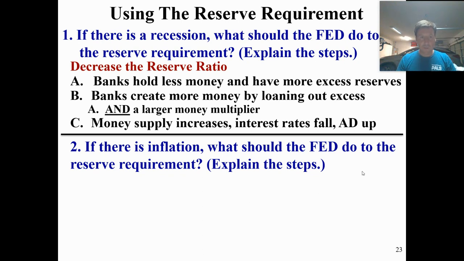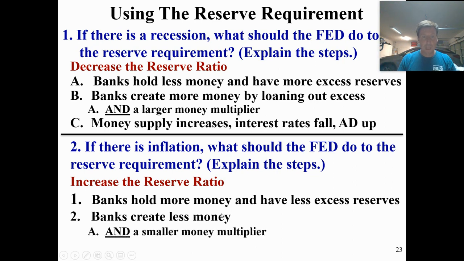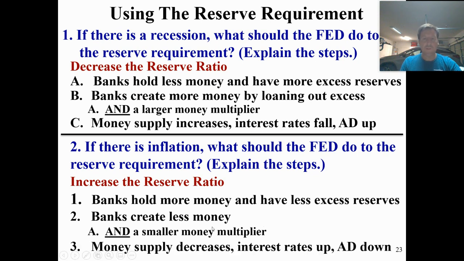So what should the Fed do? They should increase the required reserve ratio. If it was 10%, make it 15, make it 20. If you increase the reserve ratio, banks hold on to more money. They're forced to hold on to more money in their bank, and so they have less to loan out to other people. They're going to create less money, and the money multiplier is going to be smaller because a larger reserve requirement ratio is going to cut into the money multiplier. So money supply decreases, interest rates go up, and aggregate demand goes down, which is a shift to the left.